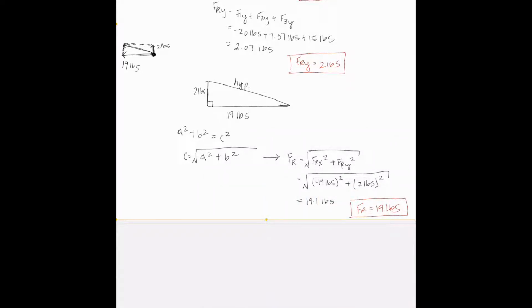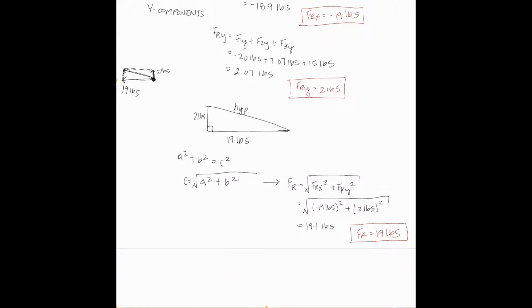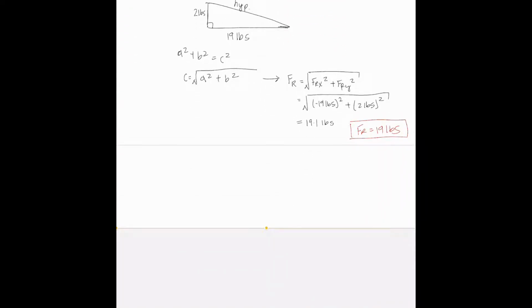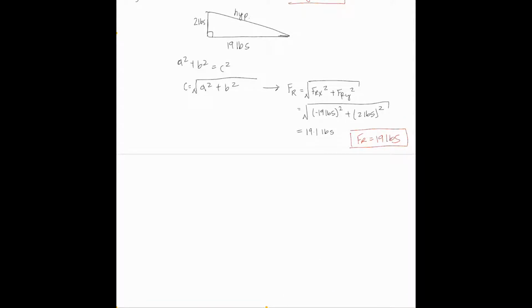Another thing that might be asked for is, like I said, the direction of that vector. They might want you to draw it. They might ask for an angle. There's a couple different ways they might ask for it, but it's all about visualizing it. If you can draw it, you can answer the question.